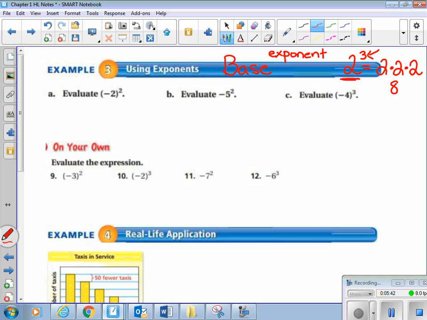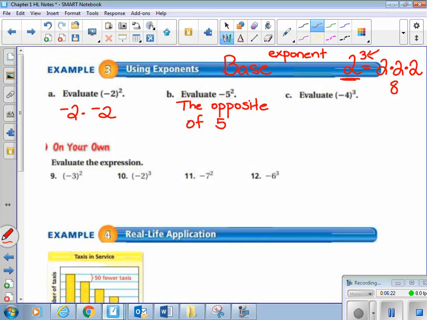So the answer to 2 to the third power would be 8. Now, what happens with negatives? There's two different things that you're going to see. If you look at A and compare it to B, in A, notice we have parentheses around the -2. So this would be read as -2 squared, or -2 to the second power, which means that you're doing -2 times -2. But in B, notice there's no parentheses. So they're not asking you to square -5. They're asking you what the opposite of 5 squared is.